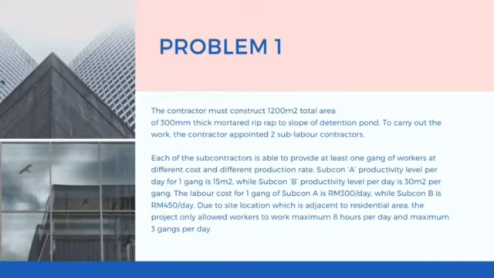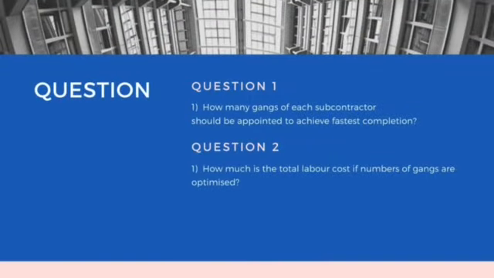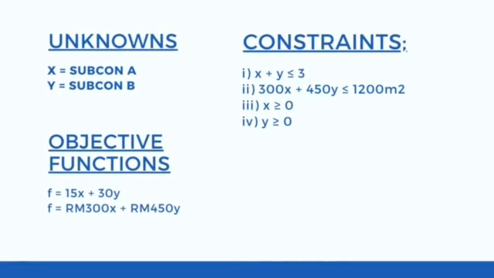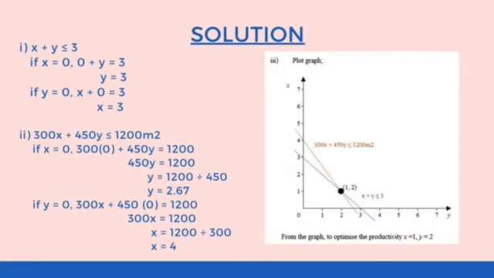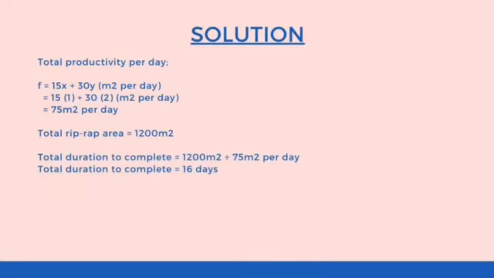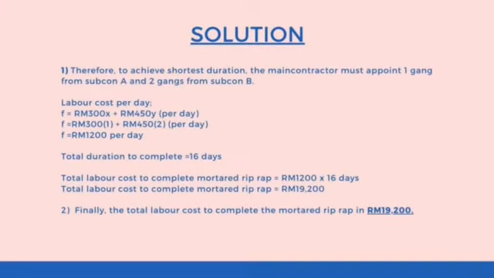In problem number 1, we solve the contractor's problem in achieving the fastest completion for the construction of mortar riprap at the on-site detention pond. We also managed to estimate the total labor cost required to construct the riprap until completion. If the contractor is more keen on cost saving rather than early completion, we could also calculate using the same linear programming technique by changing the objective function.